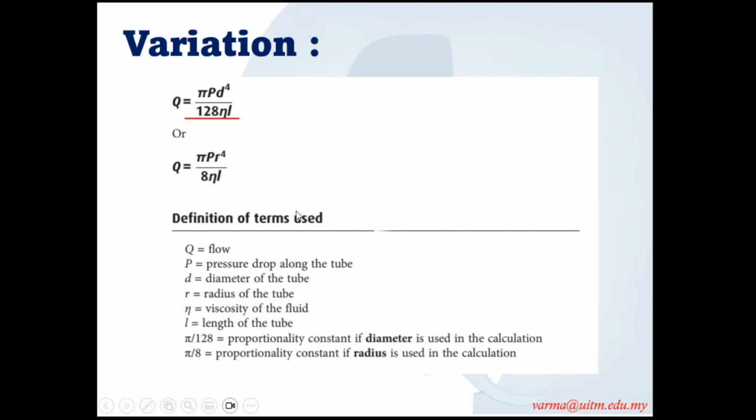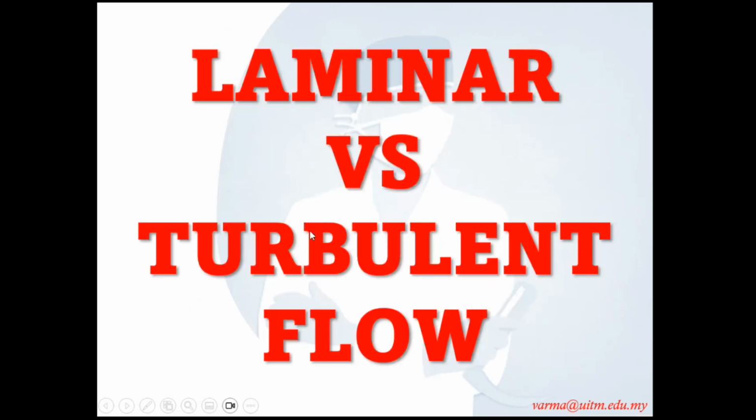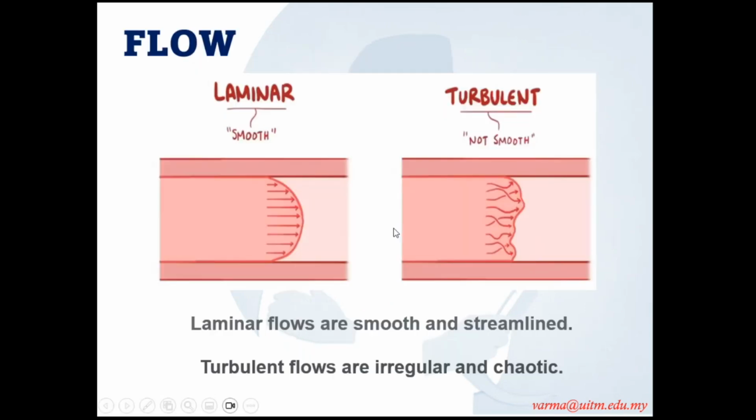Sometimes it's become turbulent. So how do we decide or determine when it is turbulent and when it is laminar? So that brings us to laminar versus turbulent. Laminar means it's a smooth flow. Laminar flows are smooth and streamlined. You can see like this.